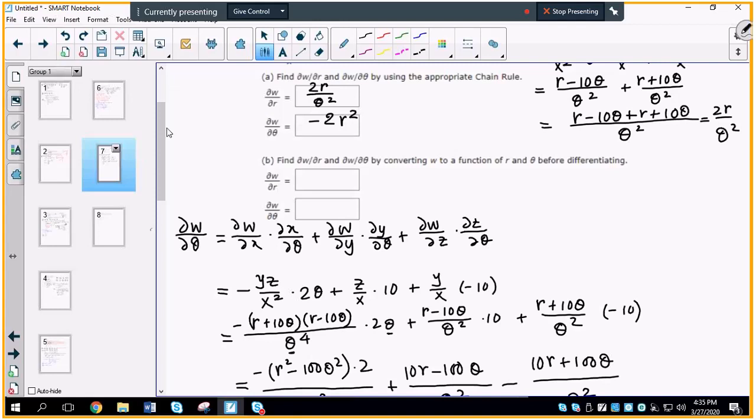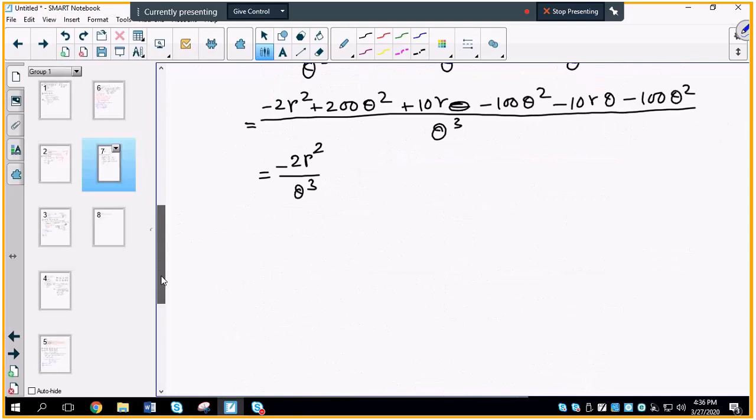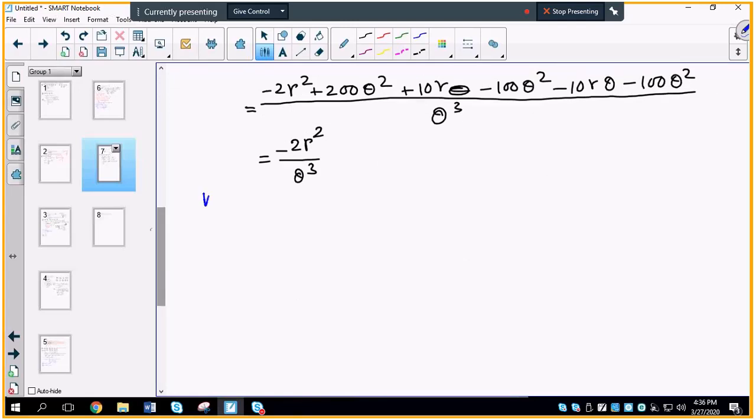Now we're going to check whether we have done the work right, and the way we're going to check, we're going to convert w in terms of theta and r before differentiating, simplify, and then differentiate. Now remember, w is x times y times z. I'm so sorry. It's y times z over x squared.